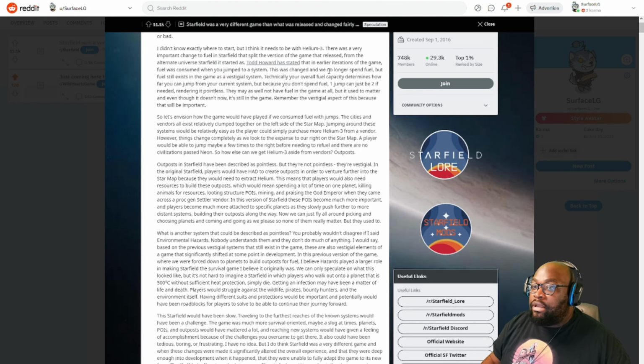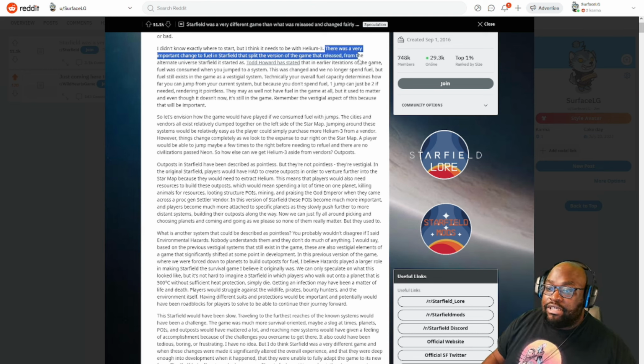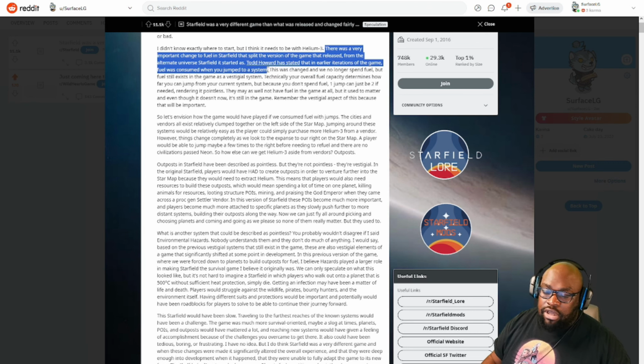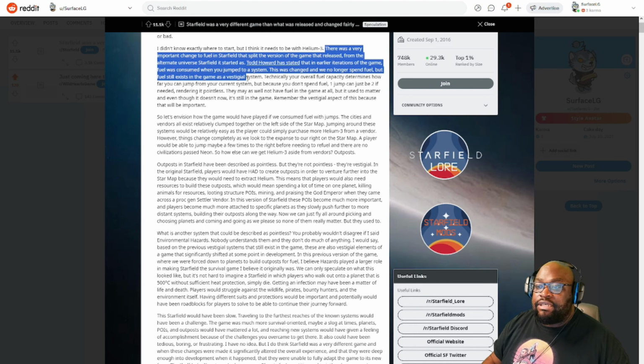But continuing the post, there was a very important change to fuel in Starfield that split the version of the game that was released from the alternate universe Starfield. It started as Todd Howard stated that in early iterations of the game, fuel was consumed when you jump to a system. Like I said, it doesn't. This was changed and we no longer spend fuel, but fuel still exists in the game as a vestigial system, which is true.